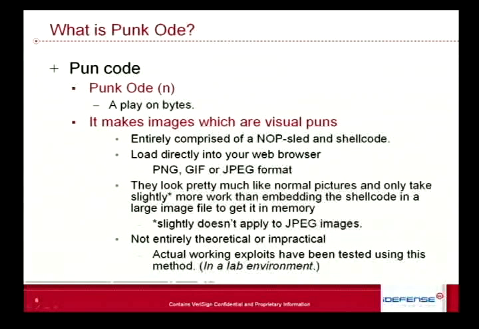So Pun code is actually a play on bytes. It makes images which are visual puns. They're entirely composed of a no-op sled and shellcode. They load directly into your browser. The tools that we're releasing allow PNG and JPEG format, and I've also done GIF format stuff. They look pretty much like a normal picture, and it's only slightly more work than embedding the shellcode into a large image file to get it into memory. You'll see what I mean, I think, when I show you slightly later on. Yeah, we actually have exploit stuff that works with this.